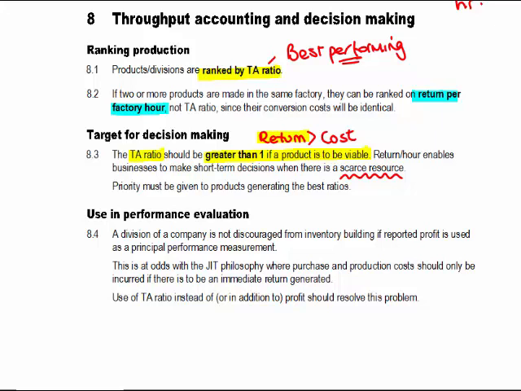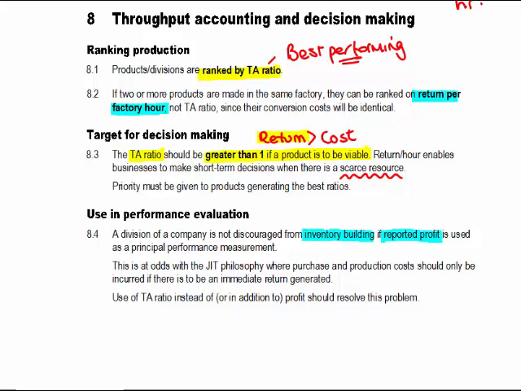Now, we've seen when we looked at absorption costing that if we use reported profit as a way of evaluating performance, then inventory building is not discouraged, because the more inventory we build towards the end of the period, the more fixed overhead is going to be carried forward into the next period's cost of goods sold, and therefore increase the profit for this current period, and therefore performance will be measured more favourably.